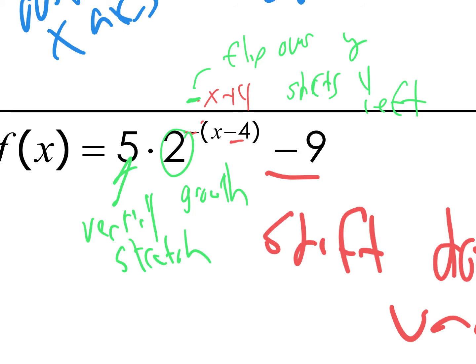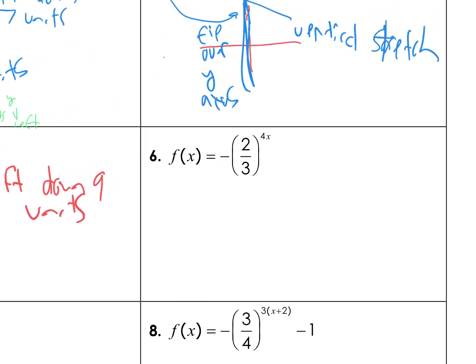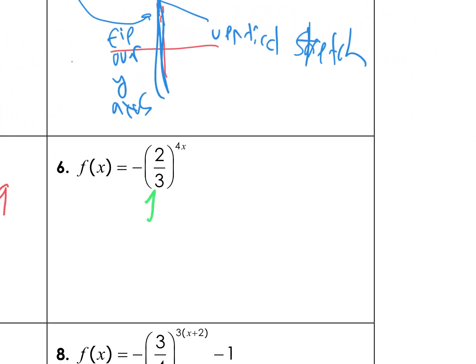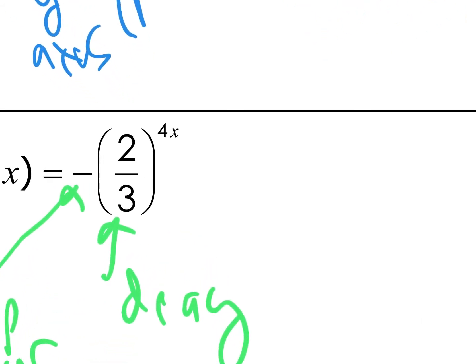The only way you can get this in your head is if you actually graph them with your calculator and prove that I'm right or wrong. Decay, flip over x-axis. Oof. There is a 4 in front of the x. Horizontal. Oh, I want to call it a horizontal.